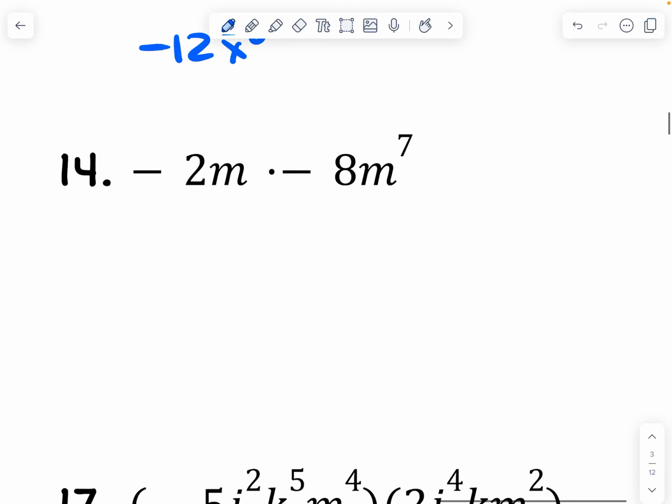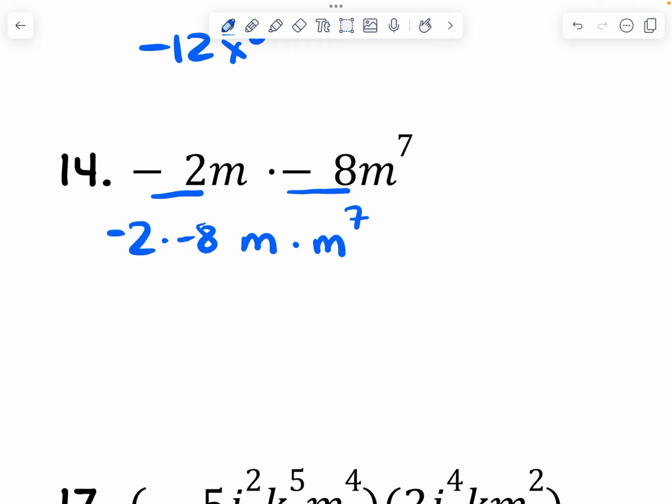Okay, this next one. I have a negative 2, a negative 8. Now this one I could write out like this also, or I could have just seen that it has a coefficient and it has a variable. Either way. So 16, now remember there's an invisible 1 right there because there's one of them. So 1 plus 7, so that would get me 16m to the 8th.